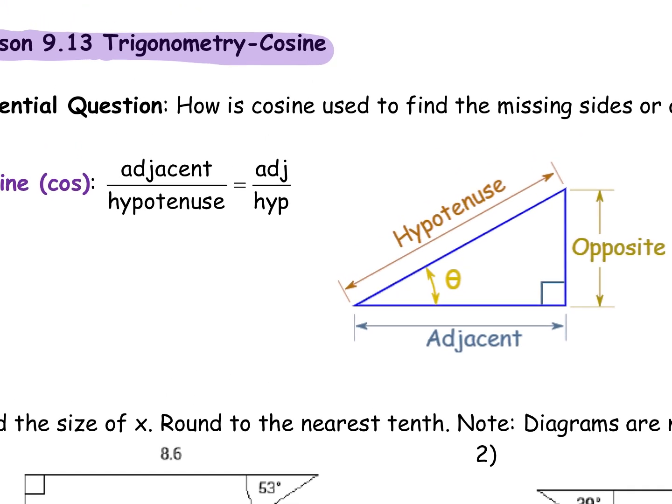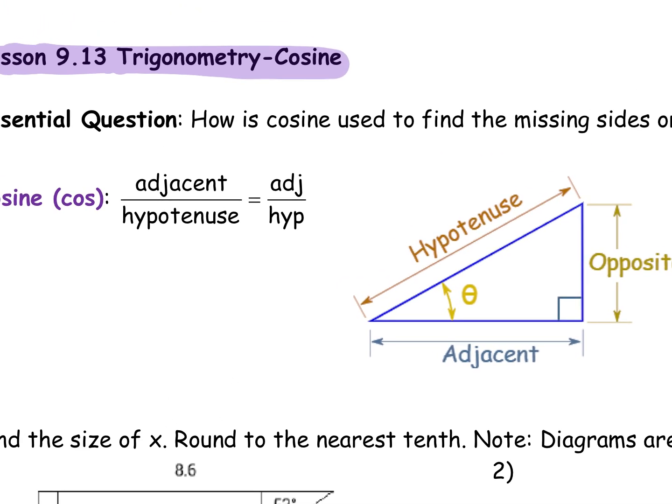So today we're talking about cosine instead of sine. If you remember, sine equals opposite over hypotenuse, right? That's what we learned two days ago. So this is what we've been talking about this week, right?